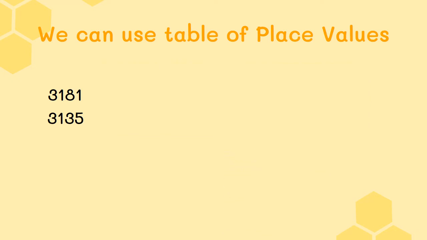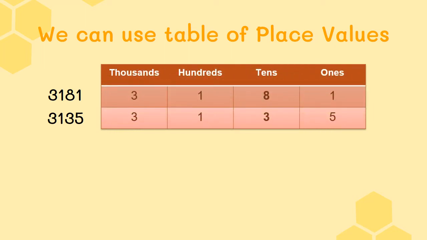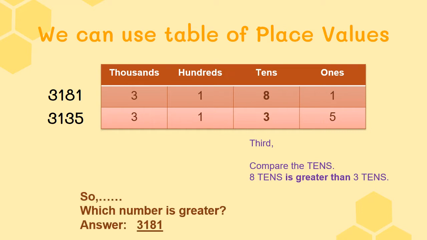Next. Now, look at the tens. The third step, we compare the tens. 8 and 3. Which is greater? 8 tens is greater than 3 tens. So, 8 tens belongs to 3,181. The question, which number is greater? Answer: 3,181. Easy, right?